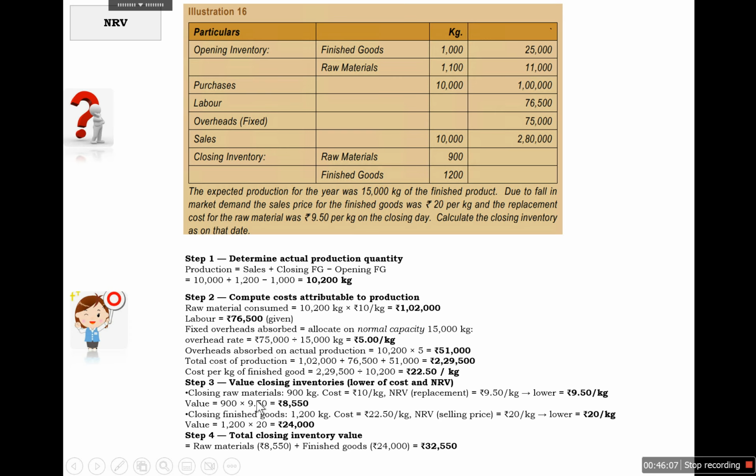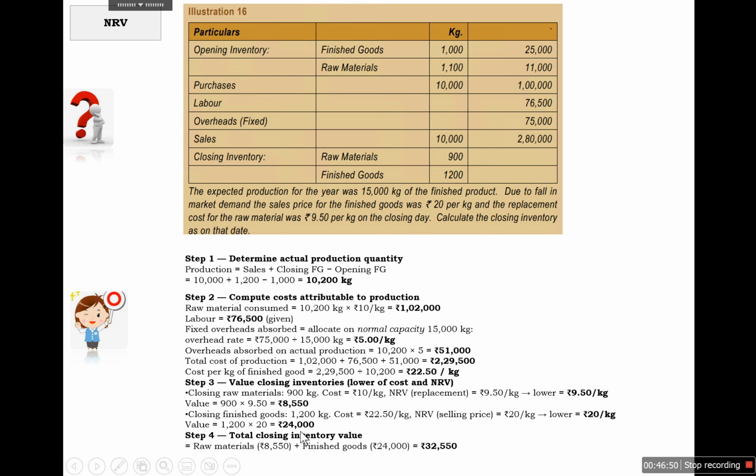Now we need to check the NRV and cost. Closing raw material is 900 kg, cost is 10 per kg, and NRV is given as 9.5, which is lower than the cost. So we need to use the replacement cost, and it will be valued at 8,550. In case of closing stock, the cost is 22.5. However, selling price is 20. It is given here that it can be sold at 20. So we need to use the selling price of 20 because it is lower than the cost.